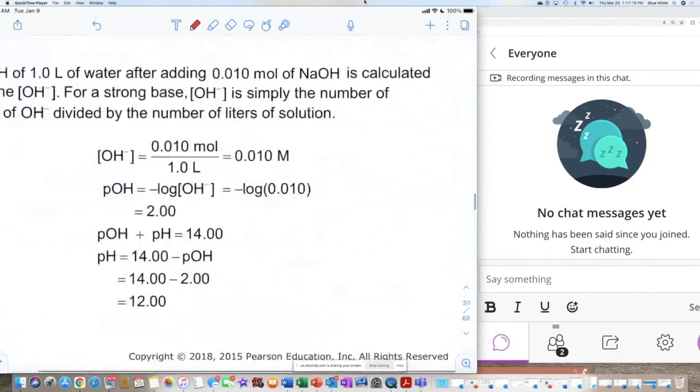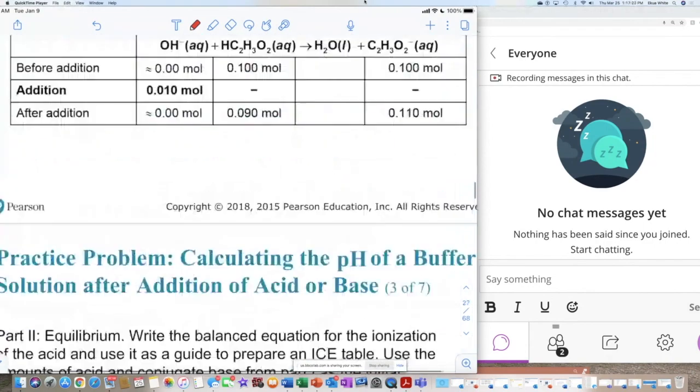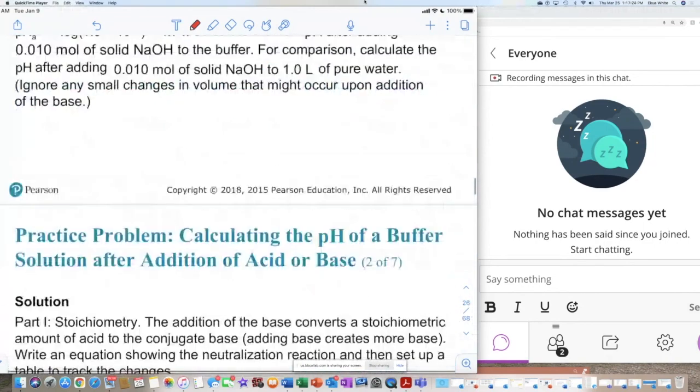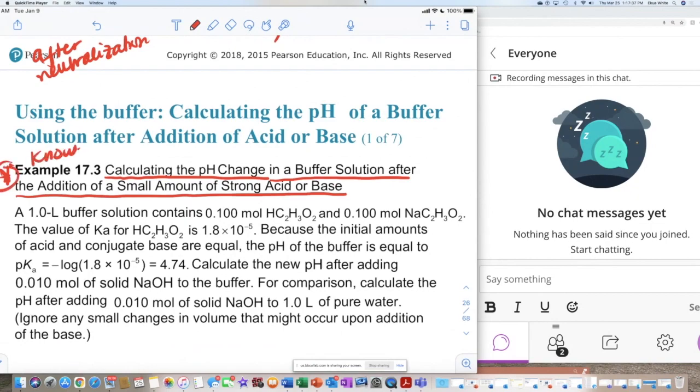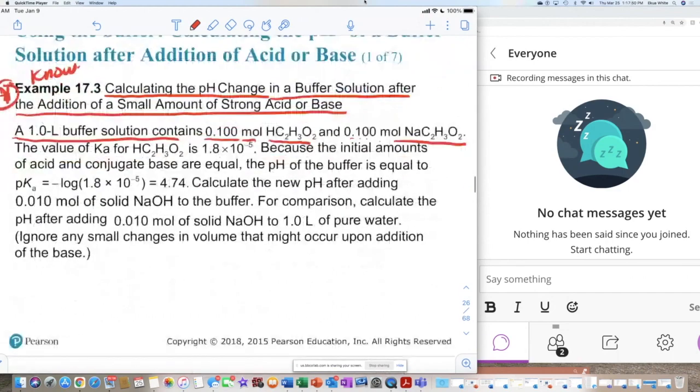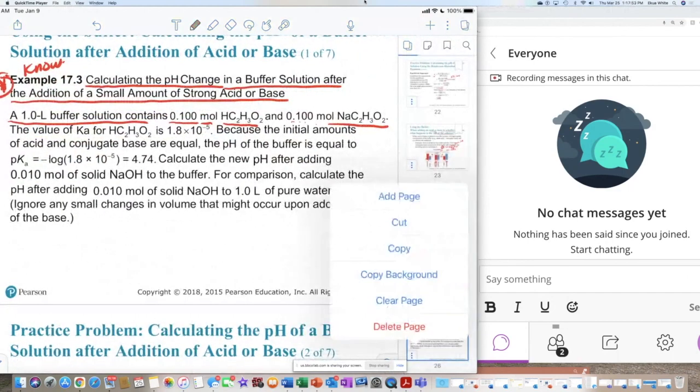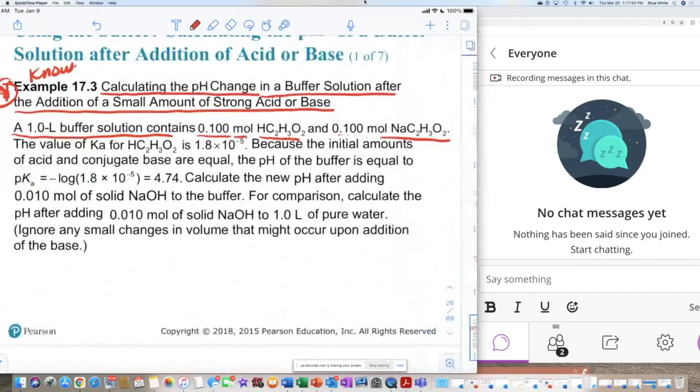Okay. So for this part here, I'm actually going to use the Henderson-Hasselbalch equation. We're told: calculating the pH change in a buffer solution after the addition of a small amount of strong acid or base. Once again, make sure you know this. So we're told a 1 liter buffer solution contains 0.100 molar of this weak acid and 0.100 molar of the base. Okay, before I continue, I usually feel a lot more comfortable writing the equation. It helps to anchor all the dialogue.